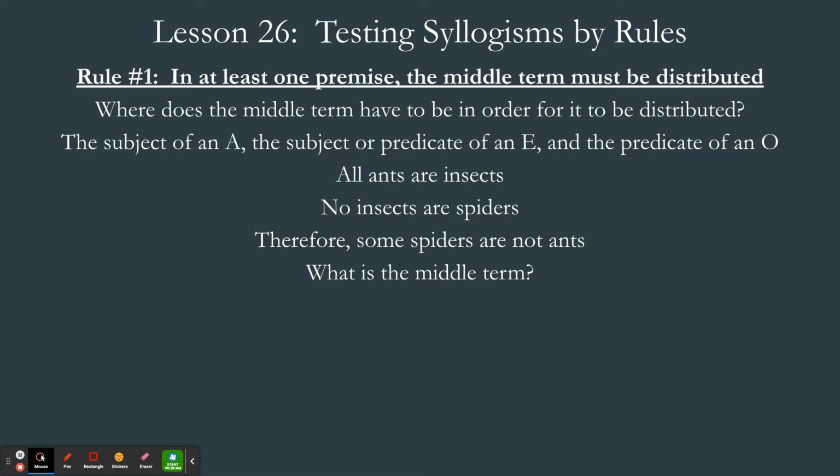Ben? Insects. Okay? In this premise, is the middle term distributed in at least one of those premises? Yes. Which one? The second one is an E and it's the subject of. Yes. The minor premise is an E statement, which means the subject and the predicate are distributed. So insects is distributed.